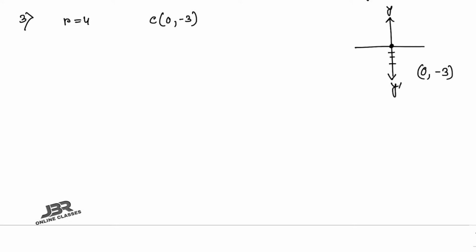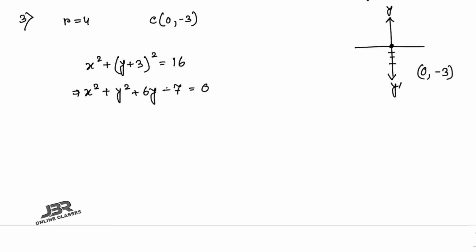It's very easy. So that means x square plus (y plus 3) whole square equals 4 square, that means 16. So x square plus y square plus 6y, and then plus 9 minus 16, so it's minus 7, that equals 0 as your answer. Okay, now next, sum number 4.